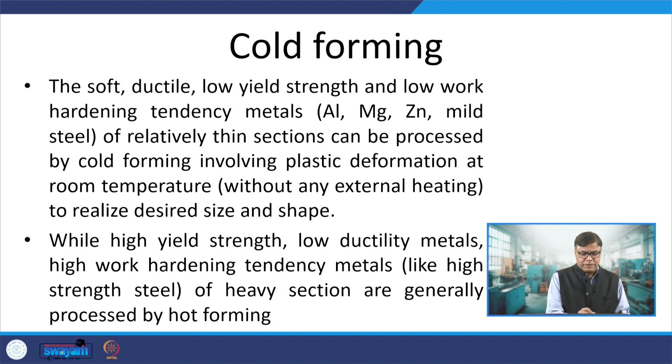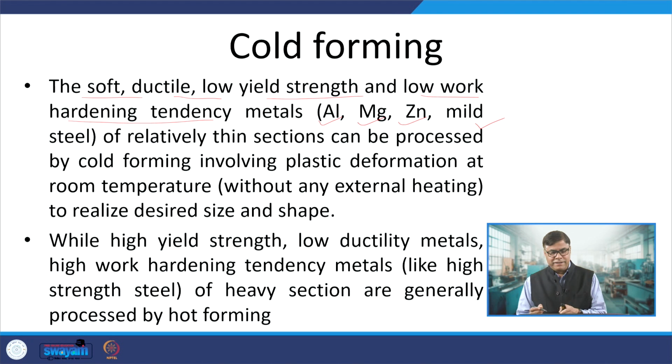Cold forming of the soft, ductile, low yield strength, low hardening metal is relatively easy, like aluminum, magnesium, zinc, and even mild steel. So these are relatively soft. When the metal is soft, ductile, and of low yield strength, showing a lower work hardening tendency, then it can be easily processed by the cold forming process to get the desired size and shape without the requirement of external heating. Okay. So this is one aspect.